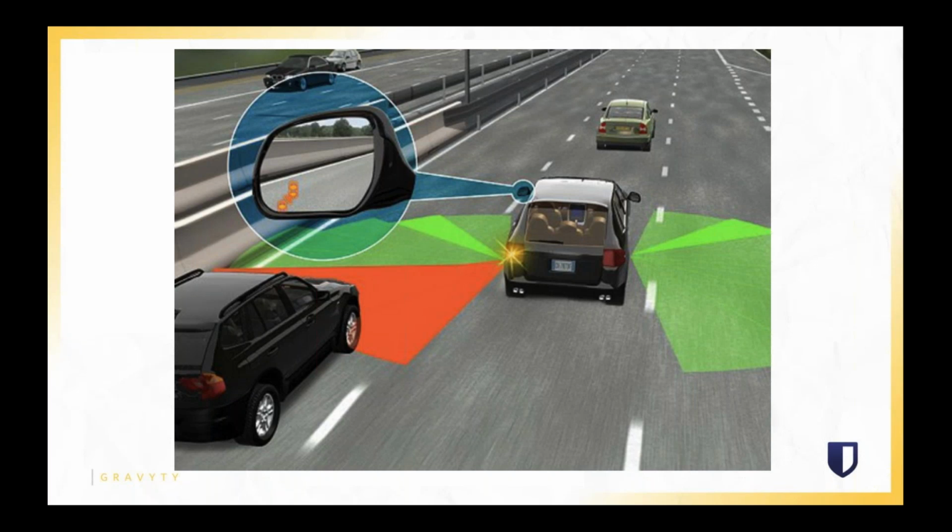It's not replacing our ability to look in our rearview mirror or look to our left or look to our right. What it's doing though is giving us indicators to make us a little bit better. And this is a great example of human augmented artificial intelligence.